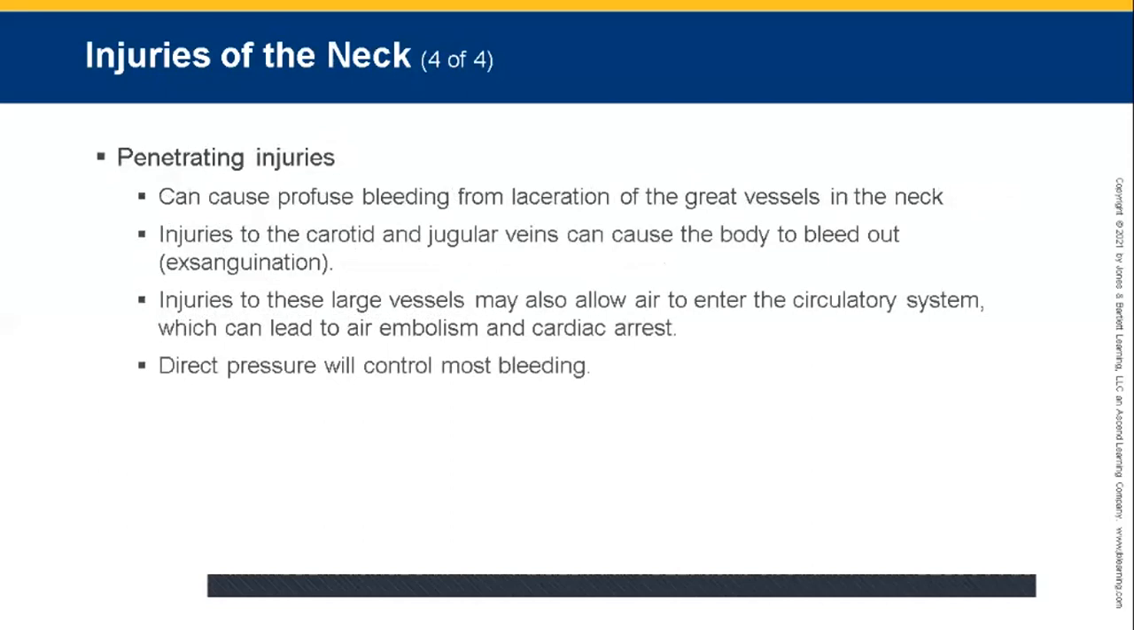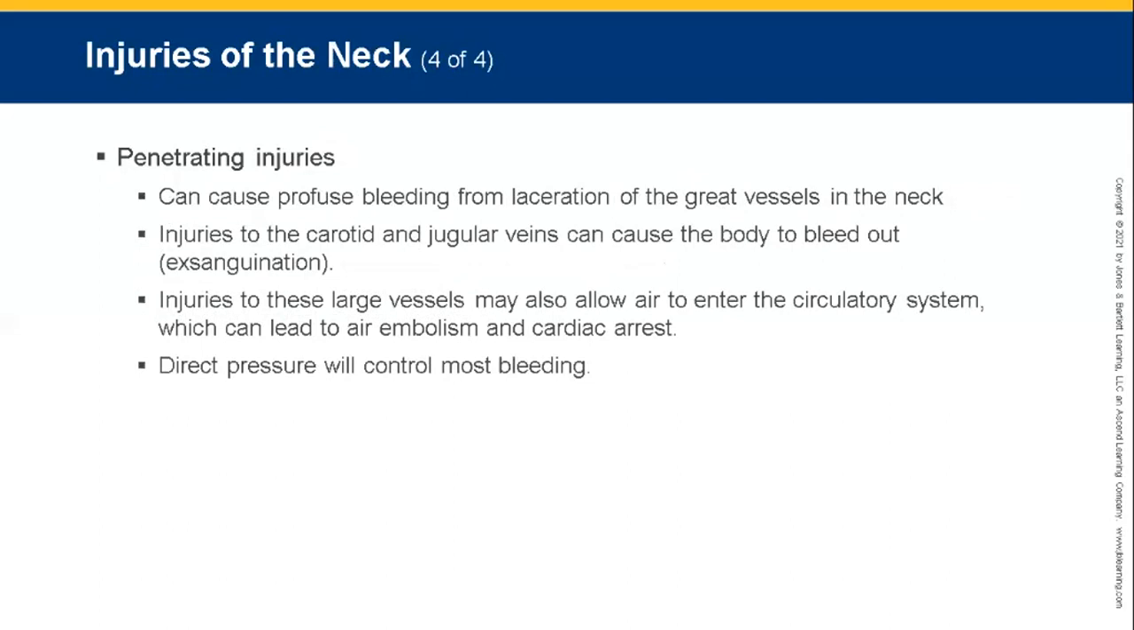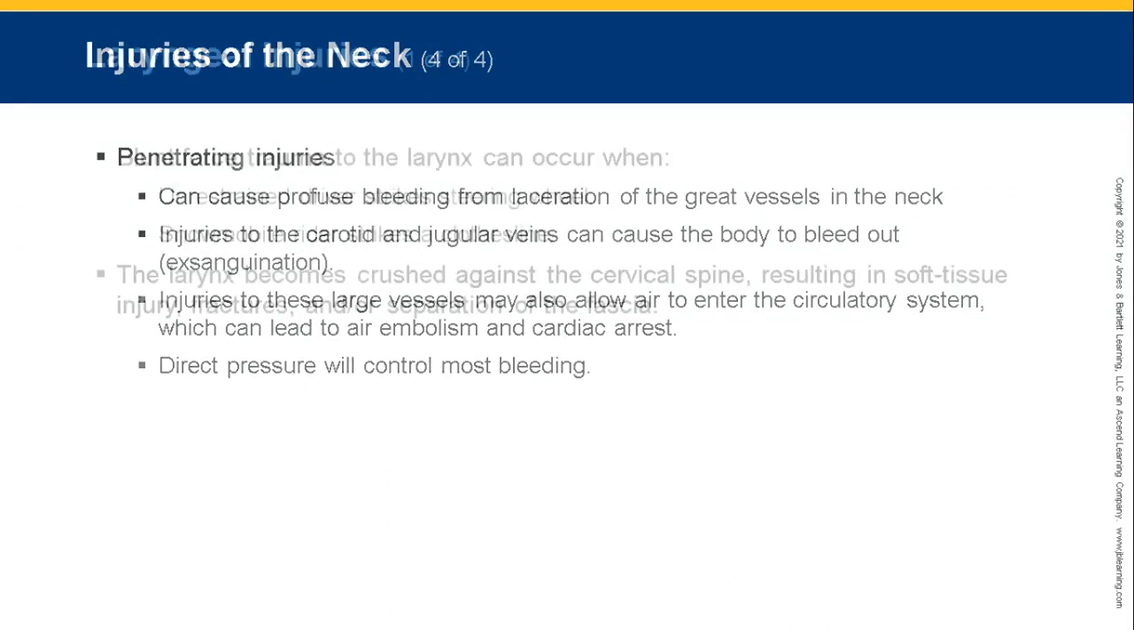Penetrating injuries can cause profuse bleeding from laceration of the great vessels in the neck. Injuries to the carotid arteries and jugular veins can cause the body to bleed out, exsanguination. Injuries to these large vessels may also allow air to enter the circulatory system, which can lead to air embolism and cardiac arrest. Direct pressure will control most bleeding.